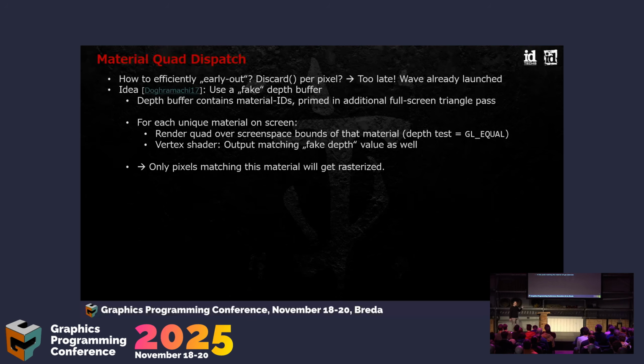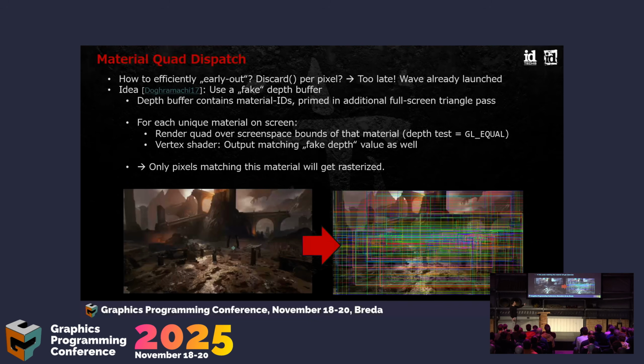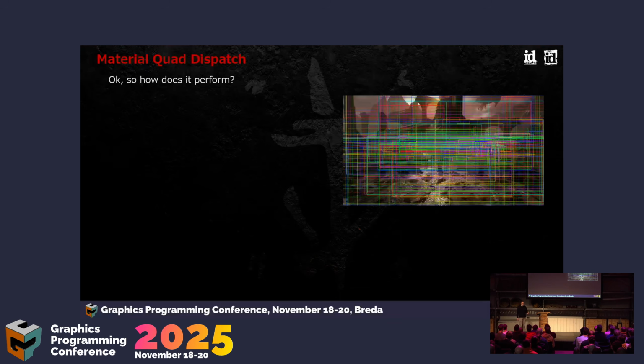So we implemented all of that. And this is the result we got when we also enabled a debug drawing that draws all the quads that we render in random colors. At this point, when we saw that, we already became a little bit worried, since that looks kind of crazy. So how does it perform, actually?